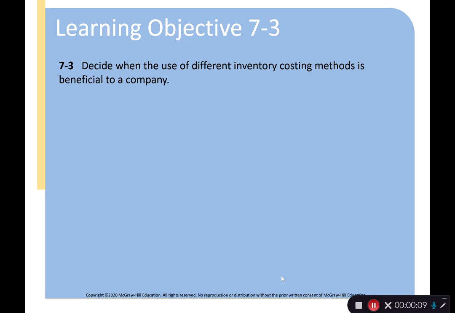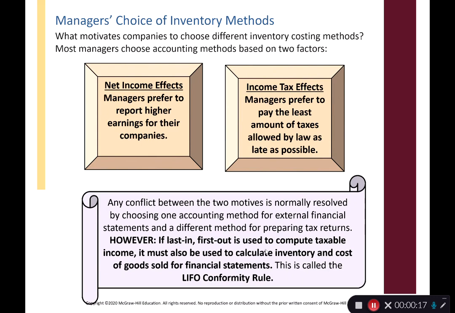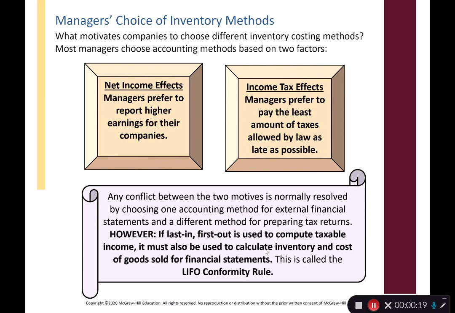So, how does management choose which inventory method they want to use? Well, the reality is it's not whether they sell milk or dirt that determines which method they use. They really consider the income effects and the income tax effects. Managers obviously prefer to report higher earnings and pay the least amount of taxes as possible. So in an ideal world, management would generally use FIFO because remember, prices generally go up because of inflation.